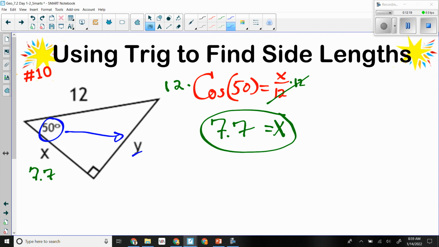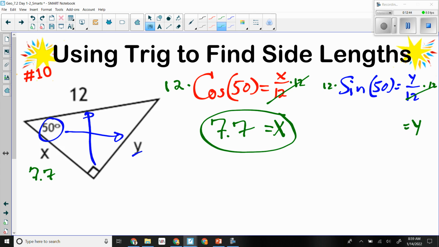So that's my opposite, and then I still have the 12 as my hypotenuse. Opposite and hypotenuse is sine function. So sine of 50 equals the opposite y over the hypotenuse 12. Okay, this is another easy one because I can just multiply both sides by 12. And when I do that, we're left with a y over here. And then in the calculator, 12 times sine of 50. And that's 9.19 or 9.2 if I round that just a little bit.